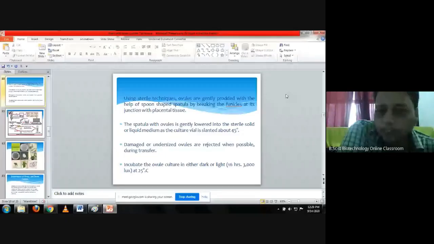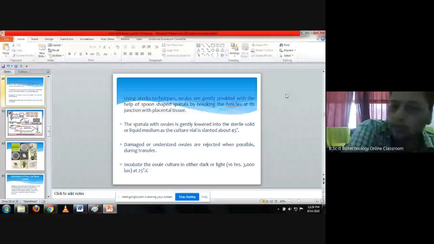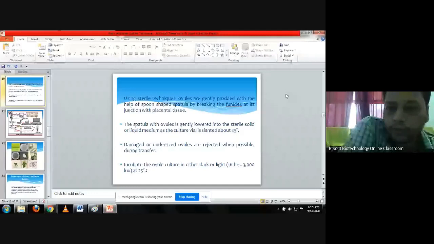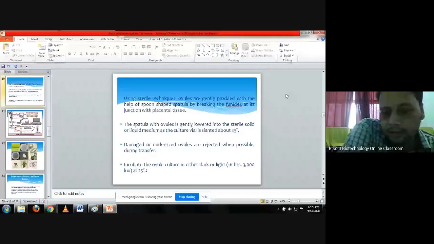Next, using sterile techniques, ovules are pried out with the help of a spoon-shaped spatula by breaking the funicles at their junction with the placental tissue. These ovules are connected to the placenta with the funicle, so you have to break this funicle. So you will get separate ovules. Then the spatula with the ovules is gently lowered into the sterile solid or liquid medium, as the culture vial is slanted at about 45 degrees.